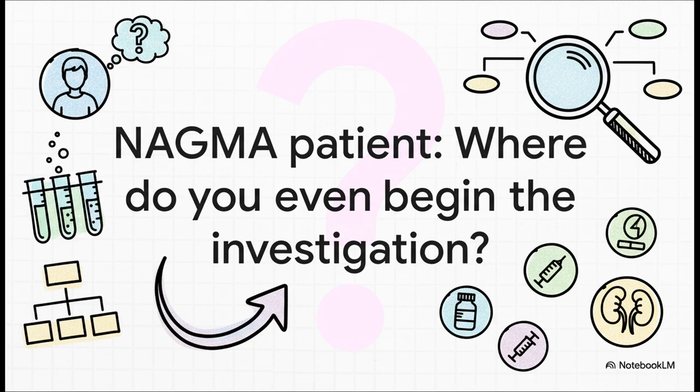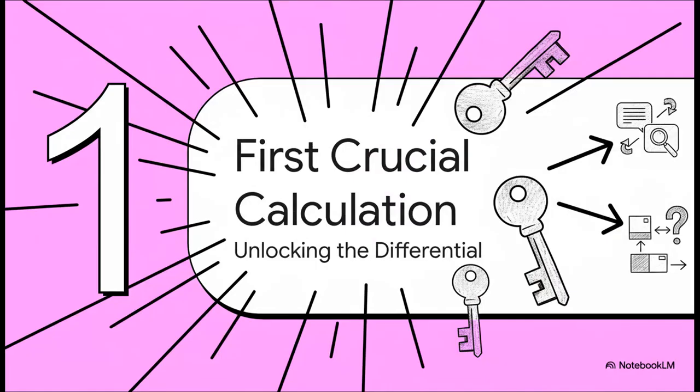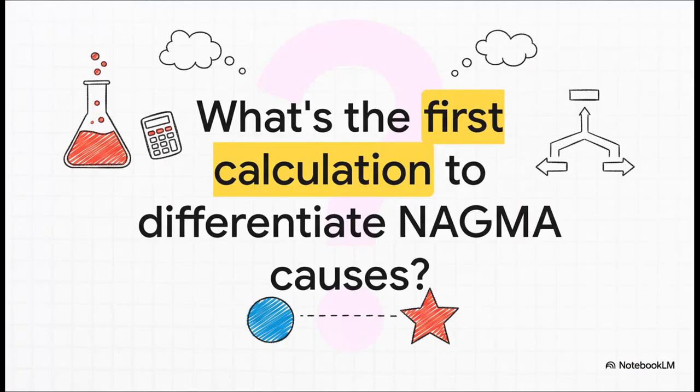What's your first move? Well, it turns out that there is one single calculation that can crack this whole case wide open. It's like the master key that splits the entire list of possible diagnoses into two very distinct paths. This is your absolute starting point. So what is it? What's that one test that splits the world of NAGMA in two? Go on, take a second and think about it. What would you calculate next to figure out what's really going on with your patient?